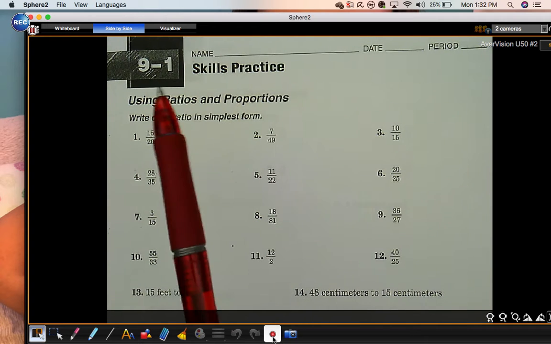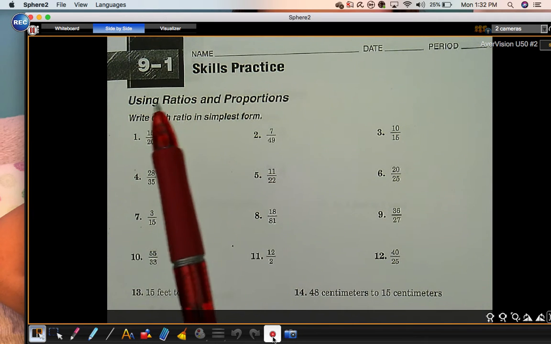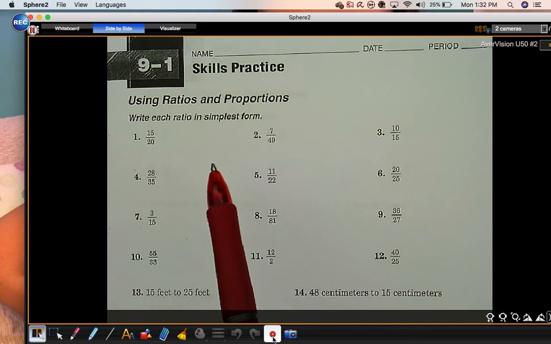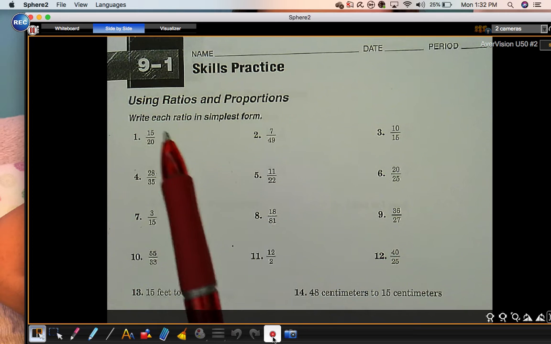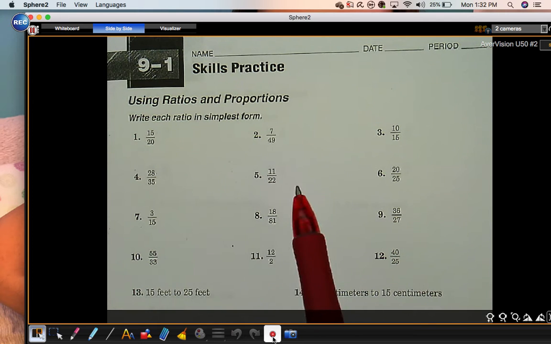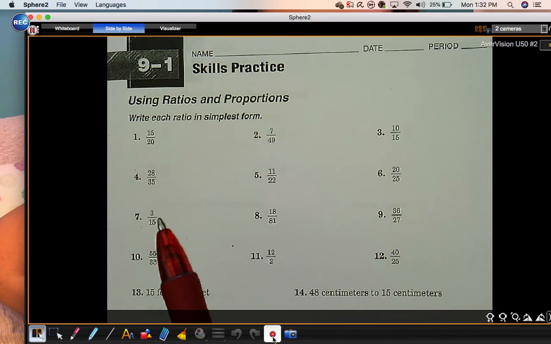This is the skills practice for section 9.1. We're going to use ratios and proportions. In this first section, they're going to give you a ratio that's comparing two numbers with division, and what we're going to do is simplify it.